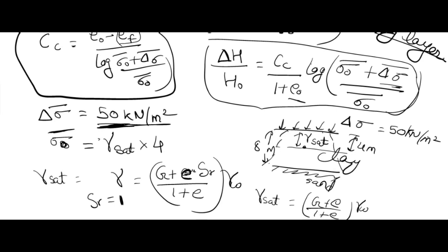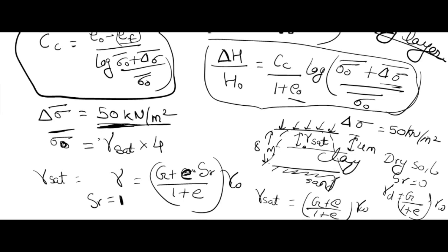Well, if the soil is dry, then the degree of saturation becomes 0. So gamma dry becomes G by (1 plus e) into gamma W. That's the way we find it out.